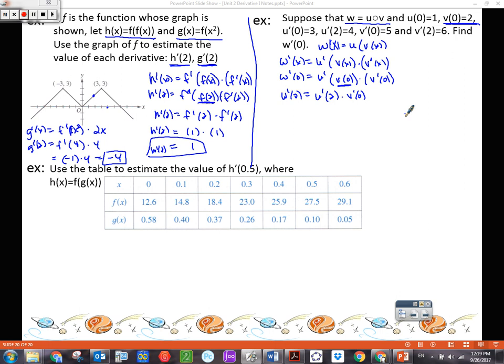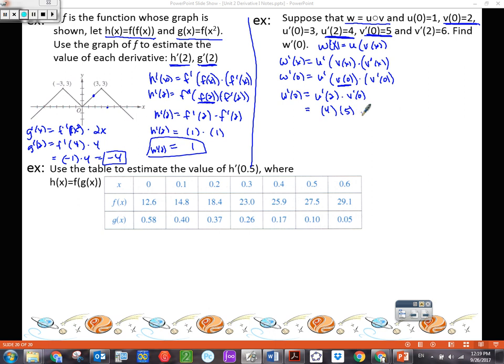Alright, so now let's work on finding those derivative values. Let's go back and look at that whole list of things they gave us. So we need U prime of 2. So we need this one. Okay, so that's a 4. And then we need V prime of 0, which is this one. And that's a 5.